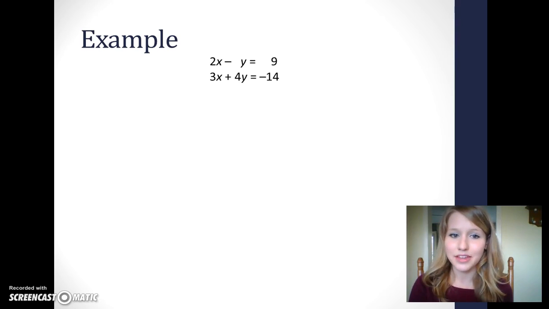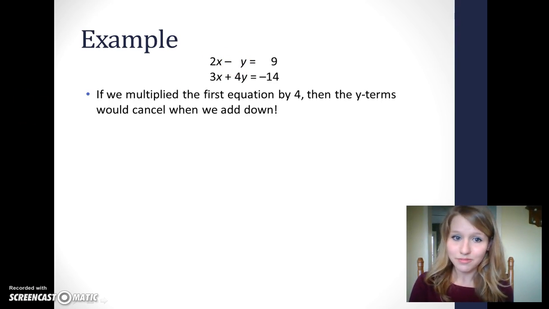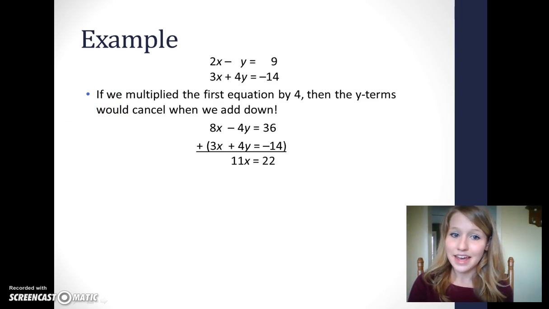So our last example we have here is 2x minus y equals 9 and 3x plus 4y equals negative 14. So when we're looking at it again and seeing what happens and we add down, nothing will cancel out. But if we look a little closer, we have a negative and a positive here. This y has a coefficient of 4. Well, if this y had a coefficient of negative 4 and we add it down, then they would cancel out. So in order to get a negative 4 here, we can multiply our first equation by 4. So when we do that, we get 8x minus 4y equals 36. And then we can add down with our other equation.